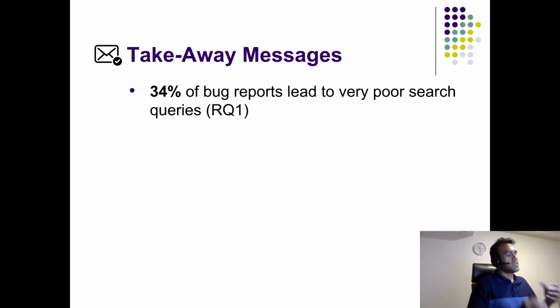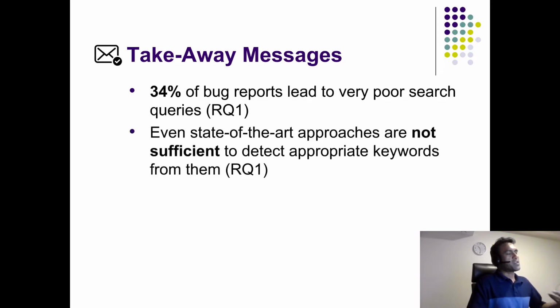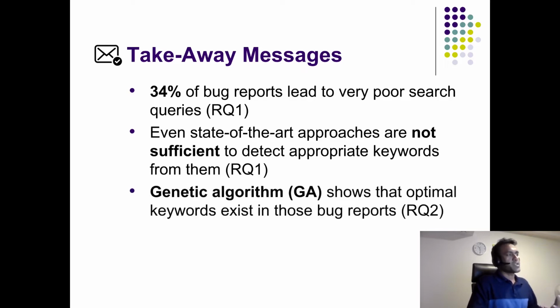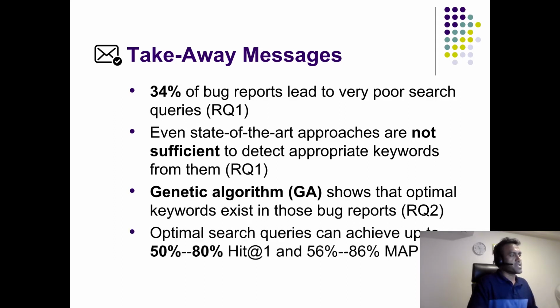So about 1/3 of the bug reports cannot provide high-quality baseline queries, and even the state-of-the-art techniques are not sufficient enough to provide good queries from them. But we demonstrate that using genetic algorithm, those bug reports actually contain some optimal search queries, and those optimal search queries can lead to very high performance.